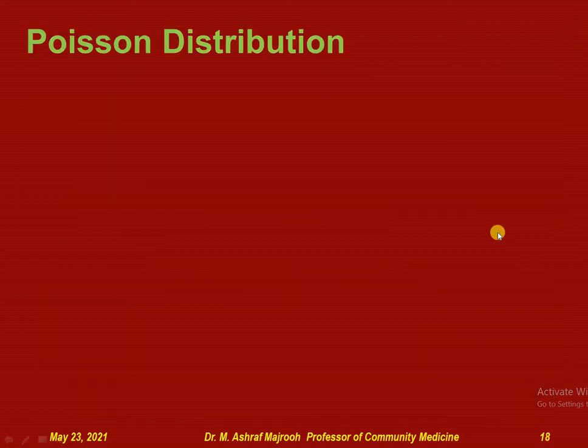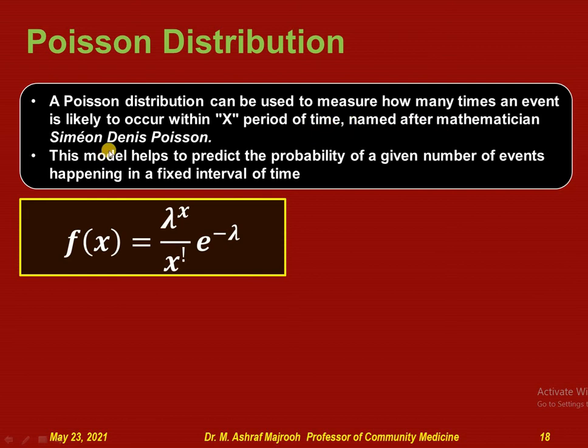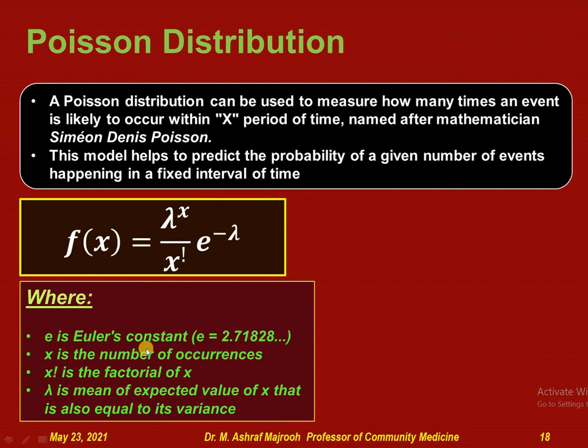And lastly, the Poisson distribution is a modification of the binomial distribution. A Poisson distribution can be used to measure how many times an event is likely to occur within X period of time, and is named after the mathematician Denis Poisson. This model helps to predict the probability of a given number of events happening in a fixed interval of time. The statistical expression is P(x) equals lambda to the power x divided by x factorial, times e raised to power minus lambda, where e is the Euler constant and x is the number of occurrences, and x factorial is the mathematical factorial of x.